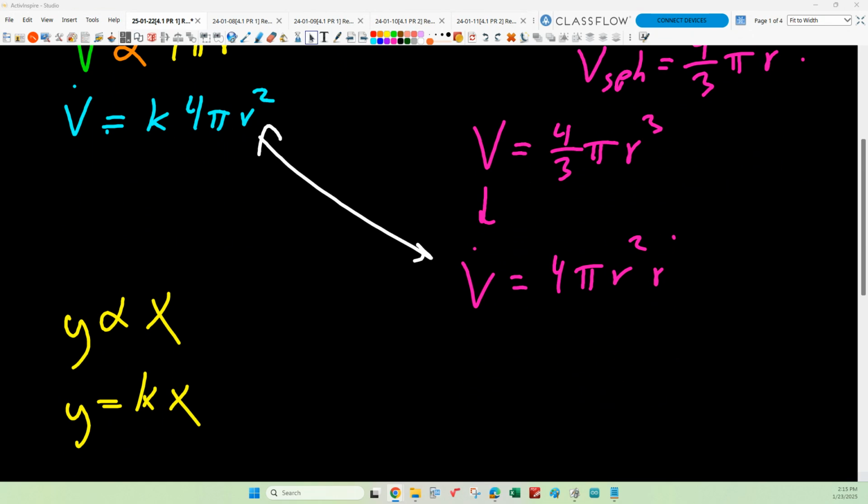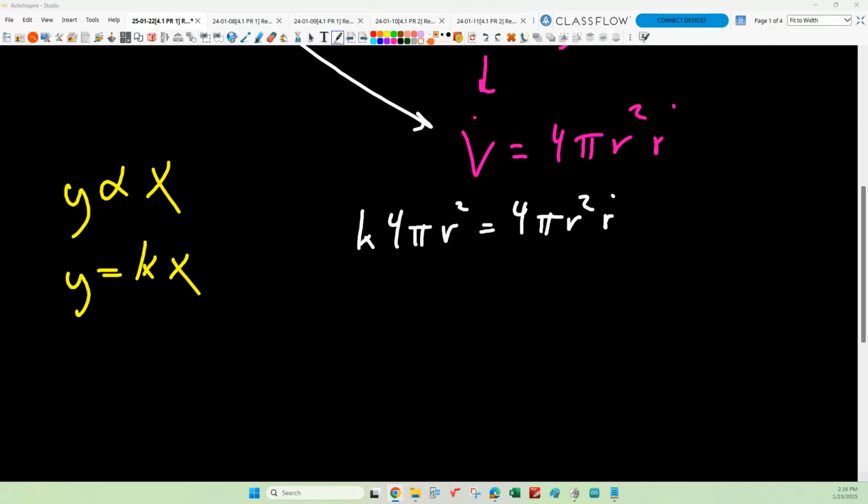Okay, so what happens when we do that? If we set those equal to each other, we get K 4 pi r squared equals 4 pi r squared r dot. Well, look what happens. The 4 pi r squared cancels algebraically from both sides, and we get the outcome that r dot equals K. Well, what's K? The constant of proportionality.